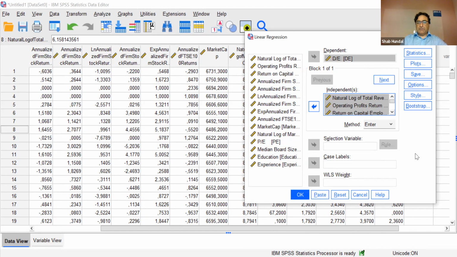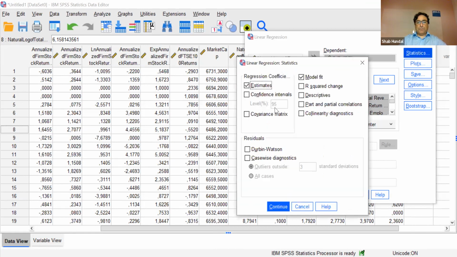Nothing to be changed here. Enter is fine, even though sometimes people use stepwise. Stepwise means that you can have various models which SPSS fixes based on rigor, but I think enter is as good, so let's not go too much into it. So statistics, we can pick up coefficients. By default, we have 5% significance or 95% confidence, but it's not a bad idea to have 10% significance or 90% confidence. And then we have some descriptives, collinearity tests.